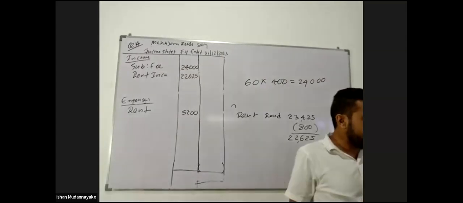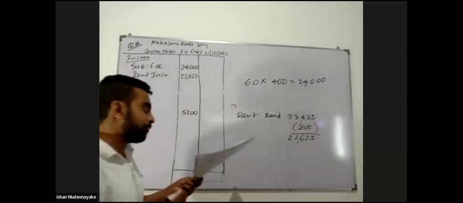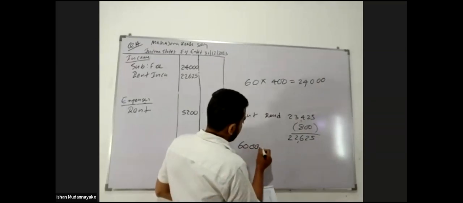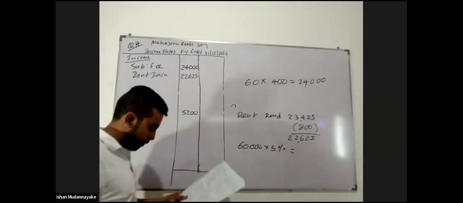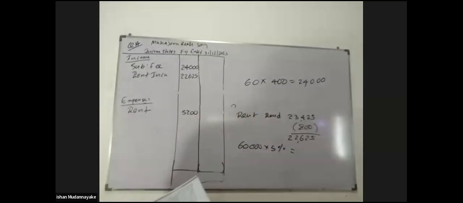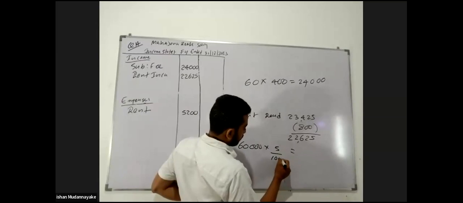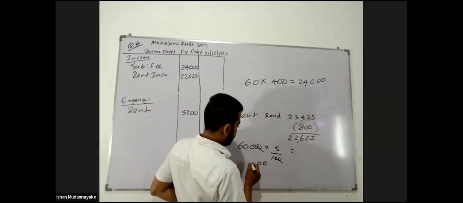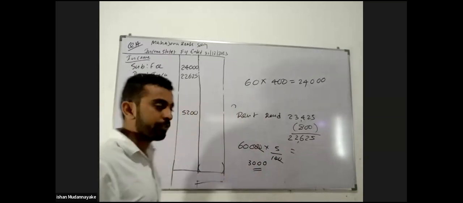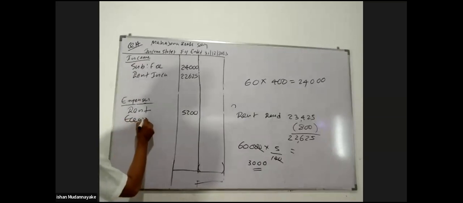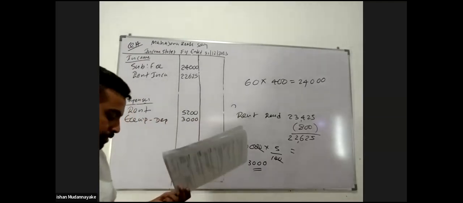The club has equipment amounting to 60,000, which needs to be depreciated at 5%. Now they have 60,000 equipment. Equipment depreciation at 5%, how much? 3,000. Equipment depreciation 3,000.